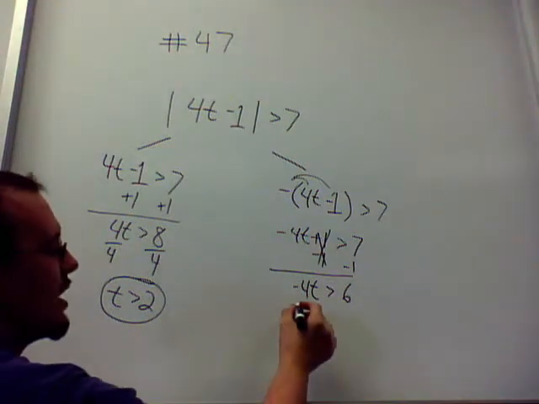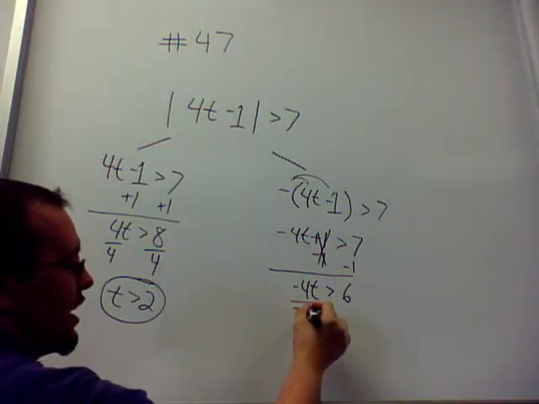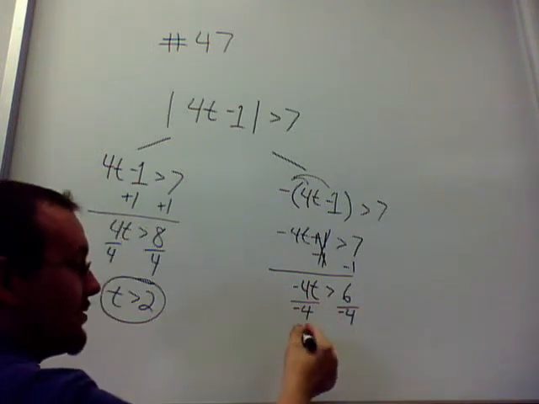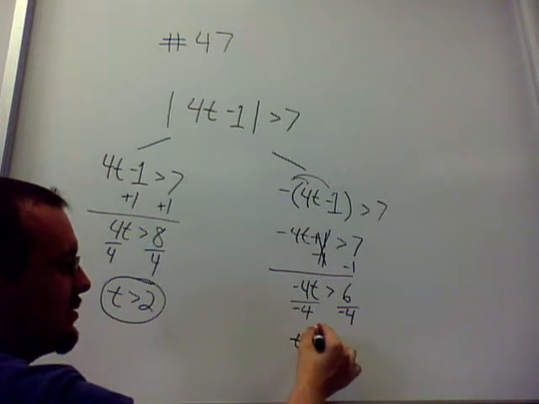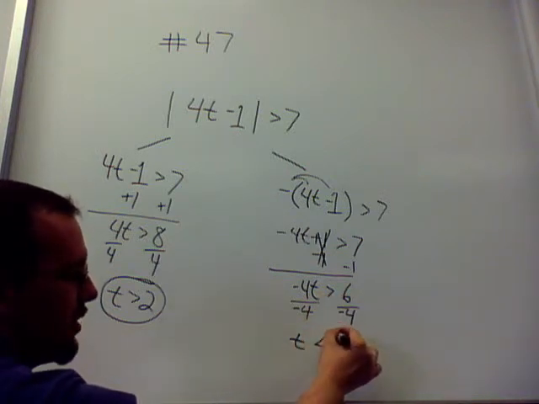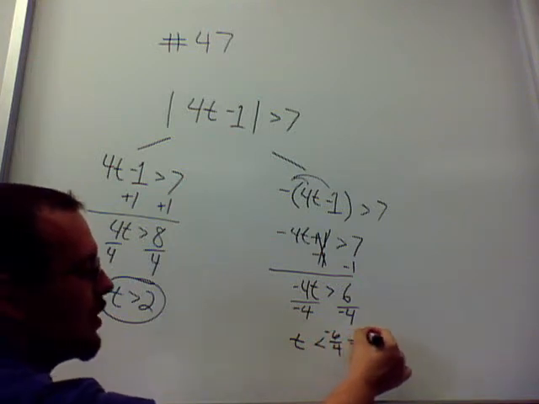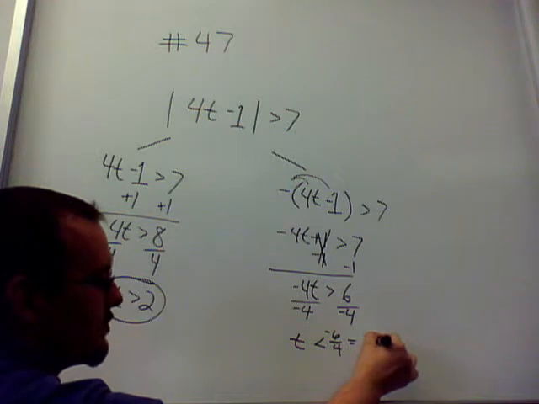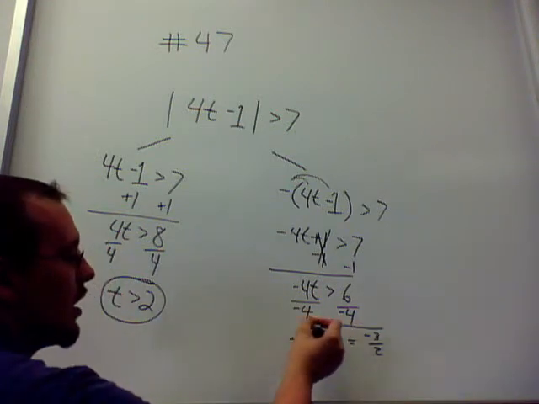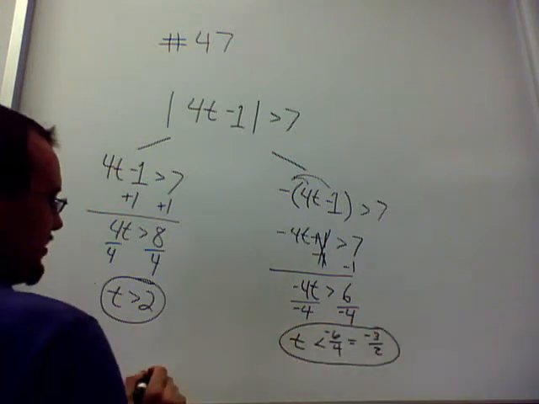Okay, now we're going to divide by negative 4. Now remember that when we divide by a negative with an inequality sign, we have to flip the sign. So t is no longer greater than, but it's less than negative 6 over 4, which reduces to negative 3 over 2, or negative 1.5. Alright, so that's our answer for that one.